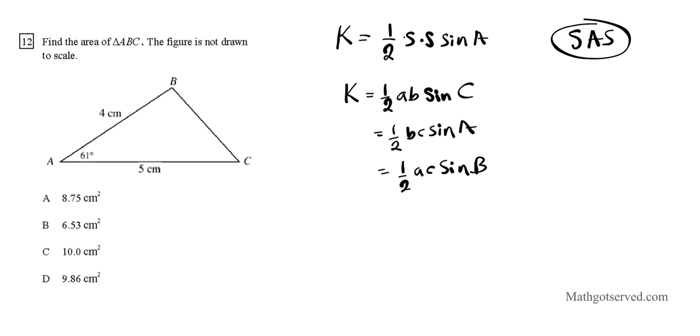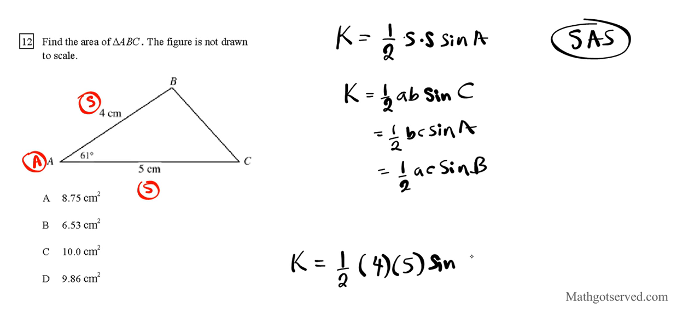All right. So notice what I'm going to do here. You're going to ask yourself, do you have an SAS situation? If so, you just take the two sides, multiply them together, 1 half, and then sine of the included angle. So here we have side, angle, side. Following the order, side, angle, side, this formula applies directly to this situation. So we're going to go: area equals 1 half the side, which is 4, times the other side, which is 5, sine of the included angle, which is 61.